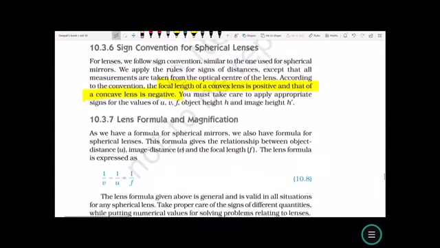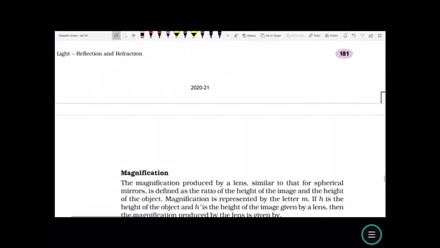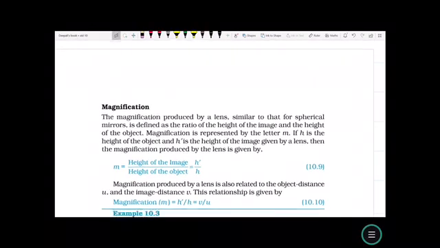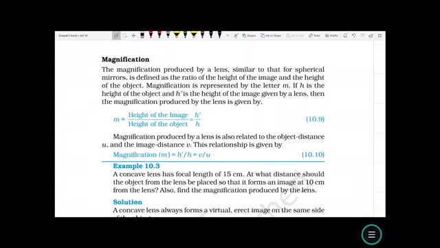So did you understand what is the mirror formula and what is the lens formula? And what are the different sign conventions? Let us understand the topic magnification now. We already understood what is magnification, the ratio of image height upon object height. The magnification of the image produced by a lens, similar to that of a spherical mirror, is defined as the ratio of height of the image and the height of the object.